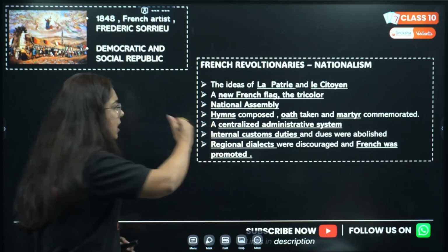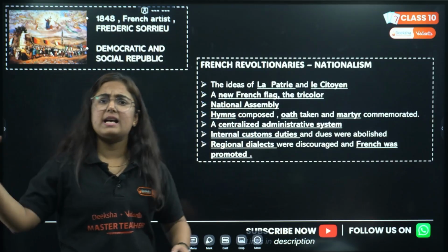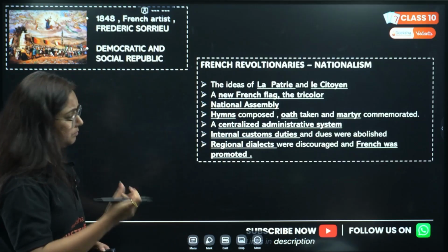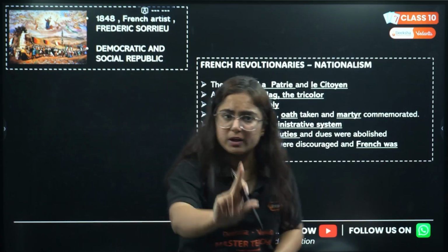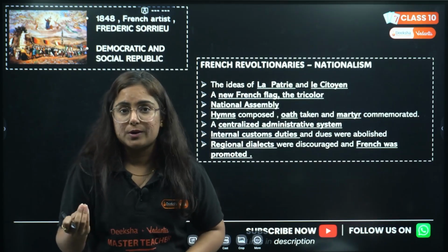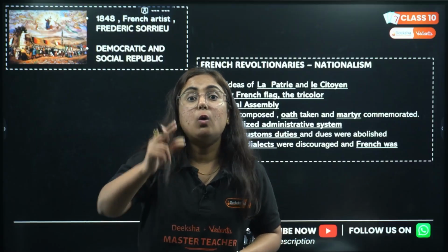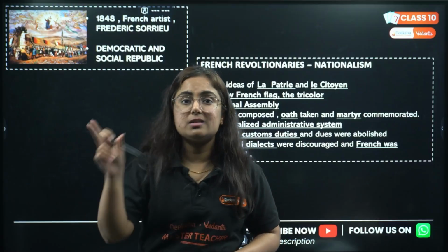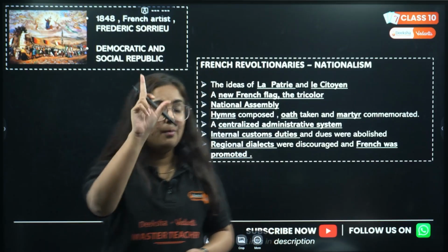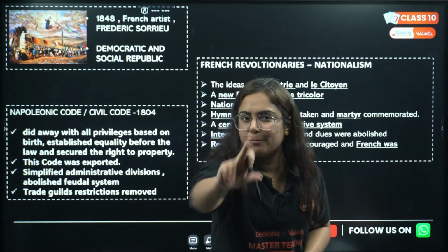Then hymns were composed, oaths were taken, martyrs were commemorated, a centralized administrative system was made, internal customs duties were abolished, and the most important, the role of language. French was promoted in a manner that there should be no disunity among the commoners, among the people. So this is the most important question that comes in the topic, and then in the picture comes Napoleon.